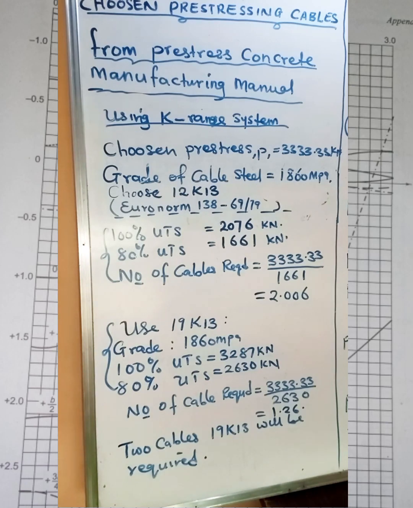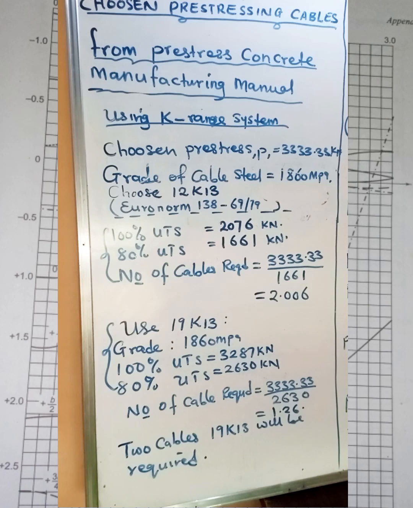Instead of taking 12K13, if we check the European norm table, we can see the next after 12K13 to be 19K13. And the grade of that cable remains the same, 1860 megapascal. The ultimate tensile strength of 19K13 is 3287. And for 80% of this tensile strength, we have 2,630 kilonewton. So this is the tensile strength we're going to have.